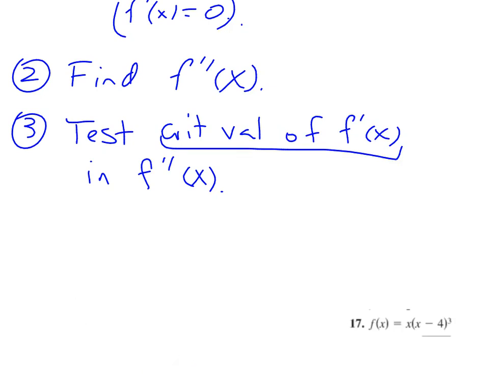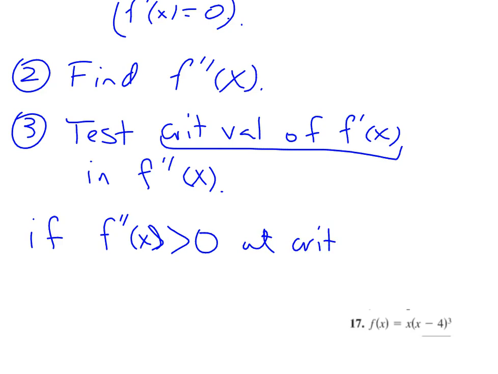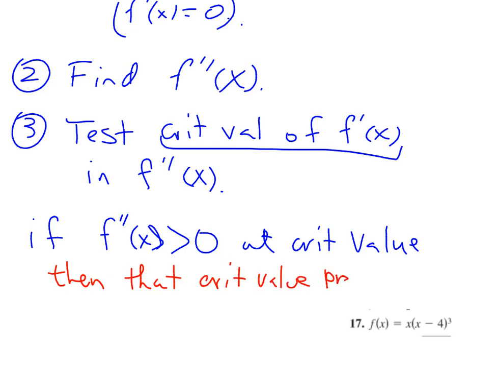Right? If f double prime of x is positive at the critical value, I can assume that critical value produces a relative minimum value. Okay?